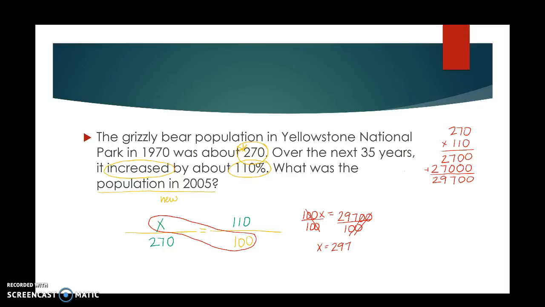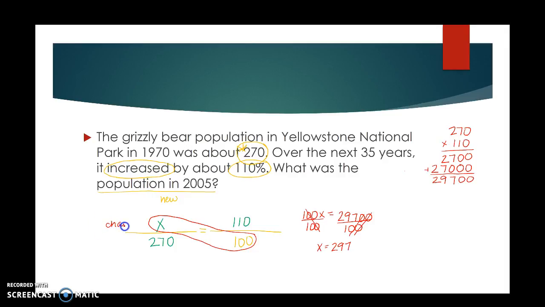Okay, guys, so you should have already done your cross product like I did. So we found that x equals 297. So are we done? Well, what is the question asking for? It says, what was the population in 2005? But what did we find?